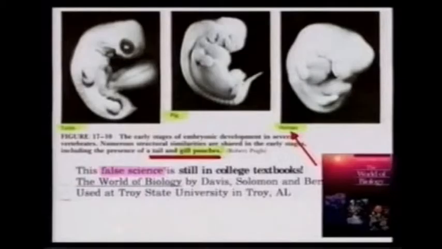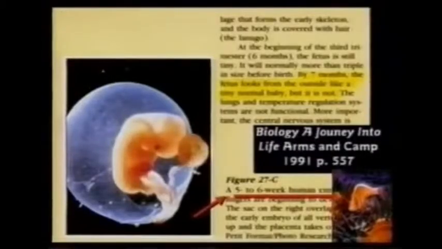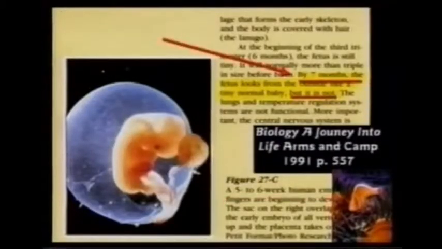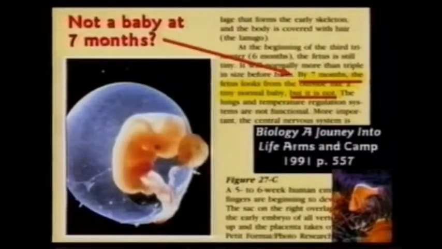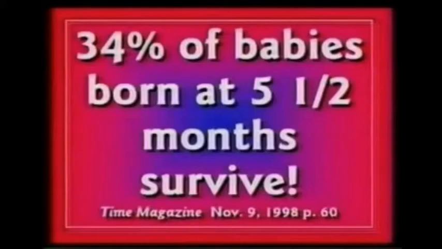This one shows the kids a 5 to 6 week embryo, but it says by 7 months, the fetus looks from the outside like a tiny normal baby, but it's not. It's not a baby at 7 months. Excuse me? A whole bunch of kids born at 5.5 months survive, 34%. That's stupid to say it's not a baby at 7 months development.